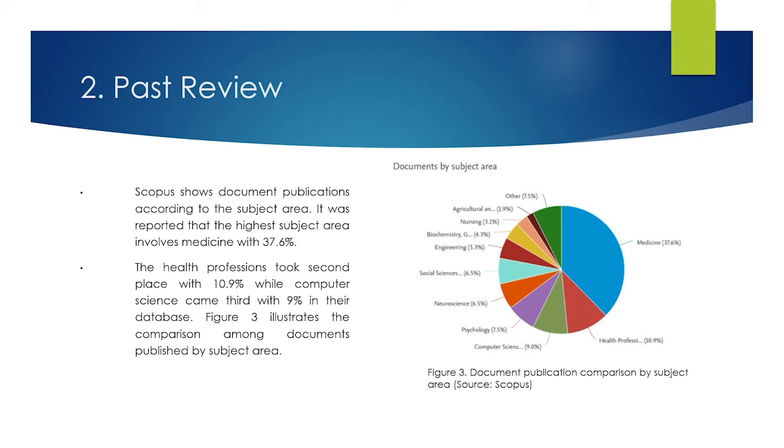Scopus shows the document publications according to the subject area. It was reported that the highest subject area involves medicine with 37.6%. The health profession took the second place with 10.9%, while computer science came third with 9% in the database. Figure 3 illustrates the comparison among documents published by subject area.